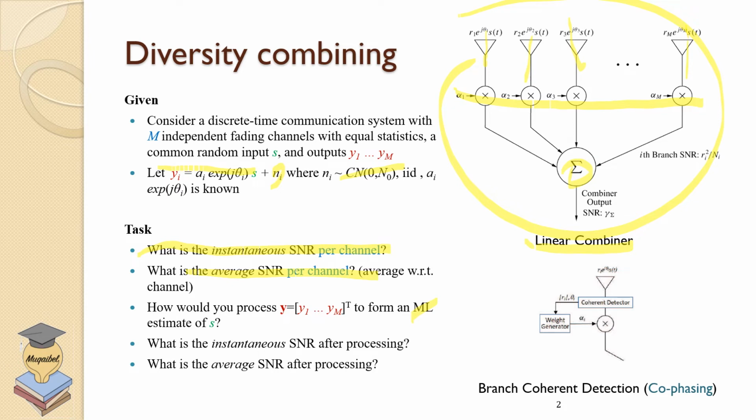The process of co-phasing, or branch coherent detection, is shown here. Once we receive the signal, we need somehow to estimate the variables, the scaling factors, and phi, the delay, and then of course we adjust or weight accordingly. Without being able to estimate, we cannot do the coherent co-phasing and the coherent detection or combining.